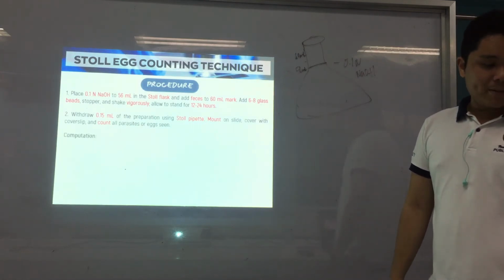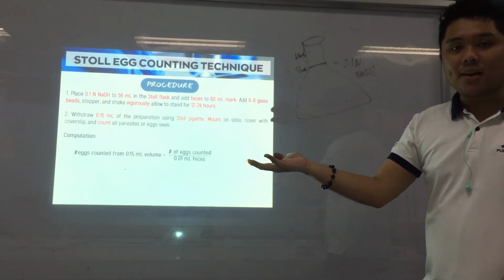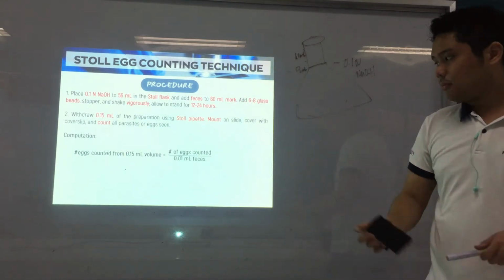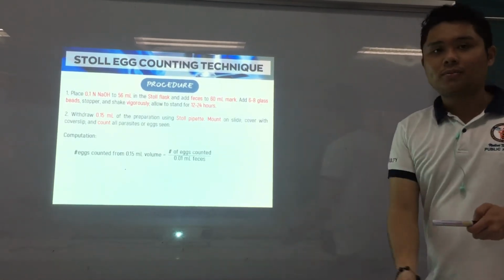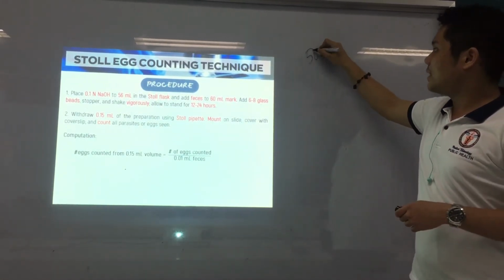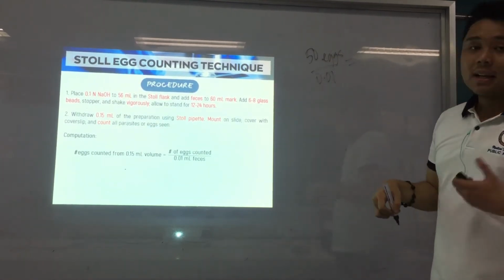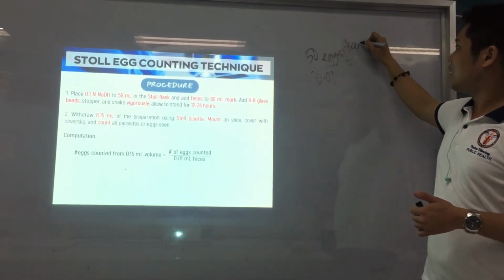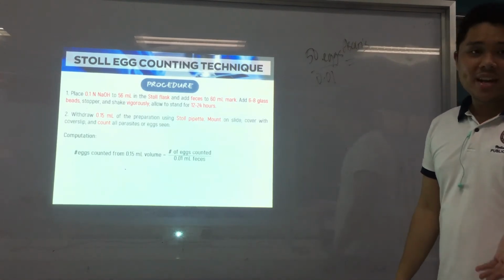For the computation, it's very simple. The number of eggs counted from the 0.15 ml volume is equal to the number of eggs counted over the volume of feces. So for example, you saw 50 eggs of parasite over 0.01, just for example, Ascaris. And 0.01 ml feces, where did we get that?